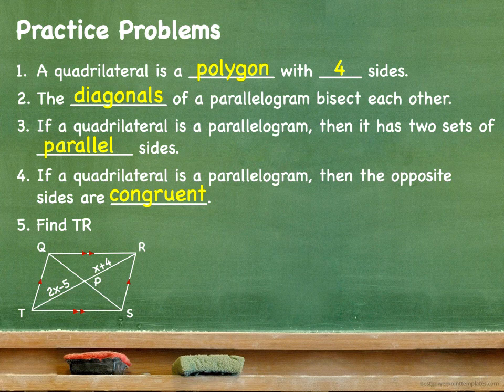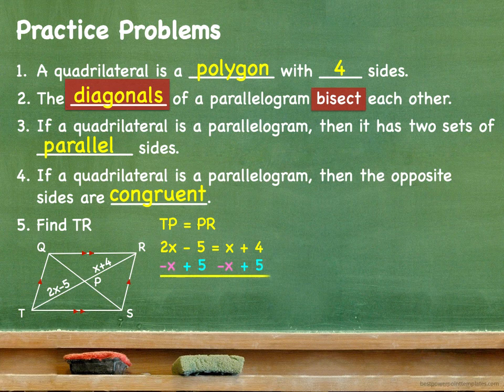So we set the two parts, 2x minus 5 and x plus 4, equal to each other, okay? Because the diagonals bisect each other. So 2x minus 5 equals x plus 4. I'm going to add 5 to both sides. I'm going to subtract x from both sides.